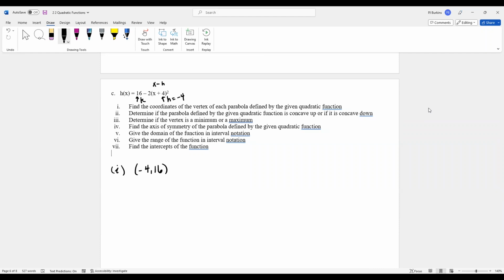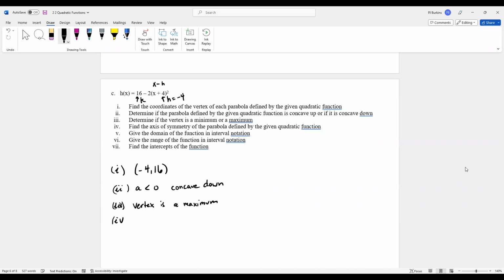My a is negative. Right, a is less than 0 because it's equal to negative 2. Therefore, this thing is concave down. All right, if it's concave down, then that tells us that our vertex is a maximum. It's the highest point.